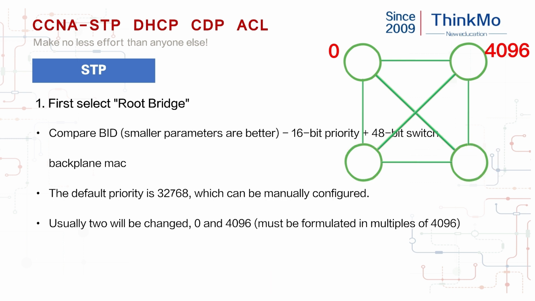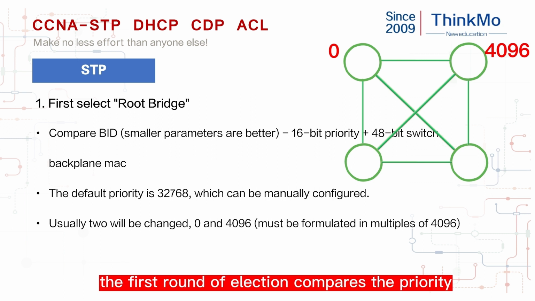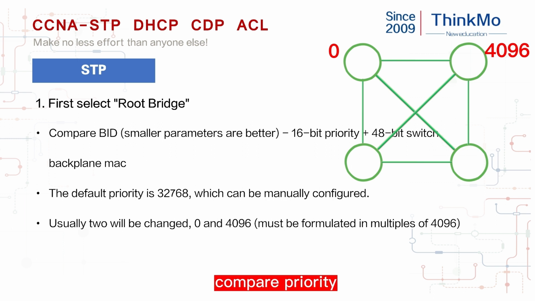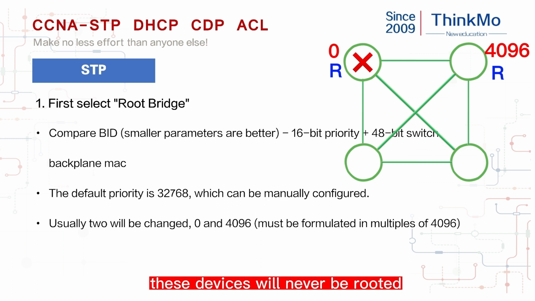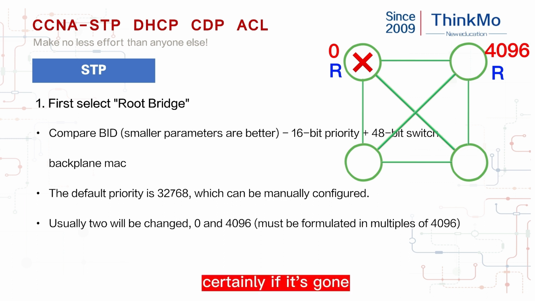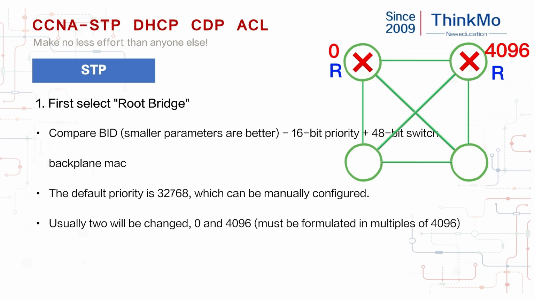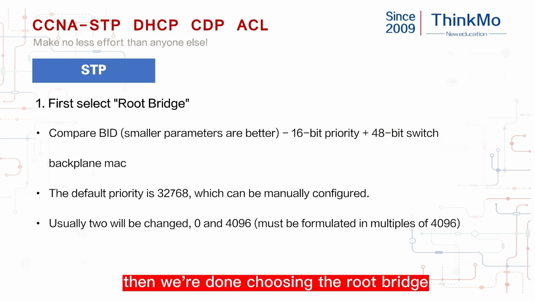By default, the first round of election compares the priority. We don't look at the MAC address. Compare priority, and it is surely the best, so it is the root. If it's gone, then the next one is the root. The less performant devices will never be root. Certainly, if those are gone, then there's no way, and we usually have to change equipment. It's enough for everyone to know this. Then we're done choosing the root bridge.